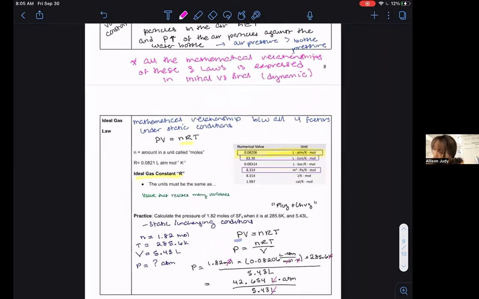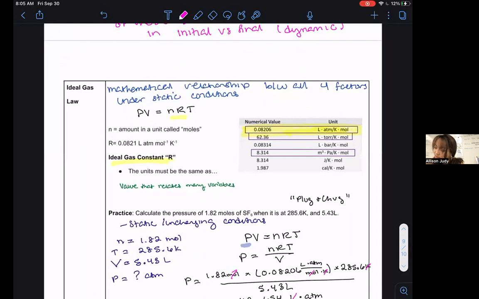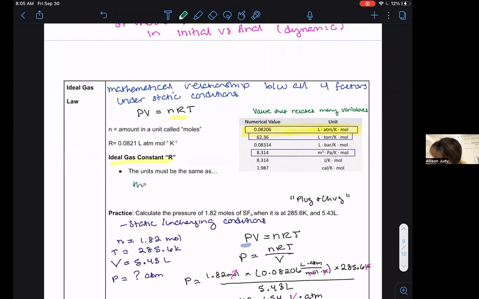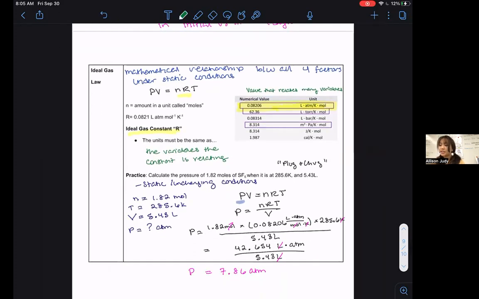Oops, I see that I was a little unclear right here. The units must be the same as the variables. The variables it is describing, it is connecting. So let me make this clear: the units of the constant must be the same as the variables it is relating. Sorry, kind of backtracking there, but best of luck.